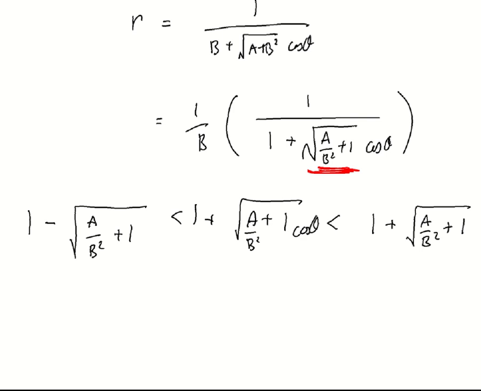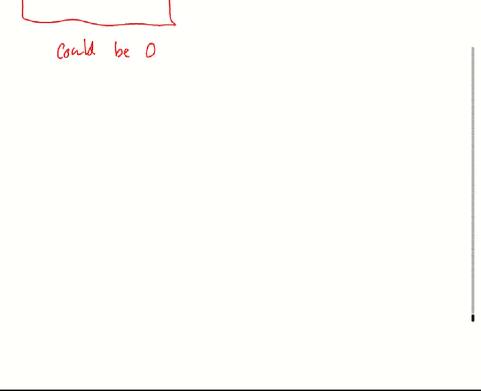Now, the thing is, this thing here could be zero, depending on A and B. And if that's zero, then we have some infinities. Then the distance between the planet and the sun becomes infinite. But for certain values, it's not. And this is one wonderful thing.